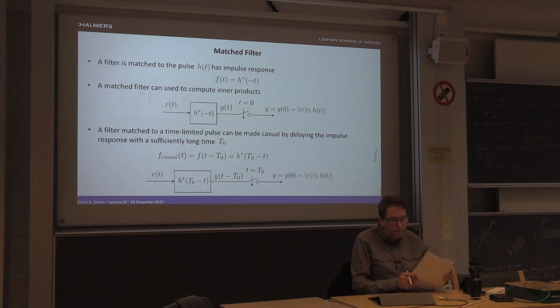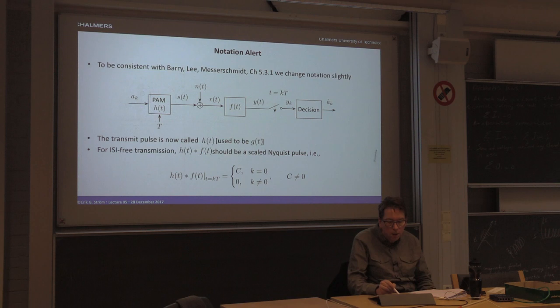Right. So the question is, how should we design F for best performance when we also have noise? Remember now that H times F, if we make sure that this is Nyquist, then we avoid intersymbol interference here. That's good. But the intersymbol interference is not the only problem we have. The other problem comes from noise, and noise goes this way through this filter. So we also want to design this filter to suppress noise as much as possible.